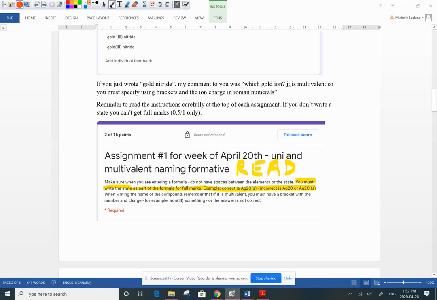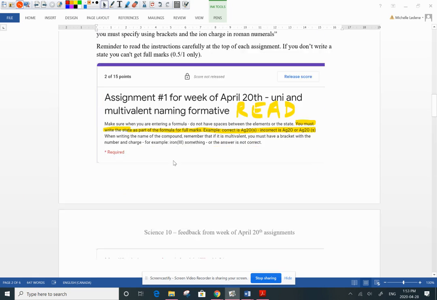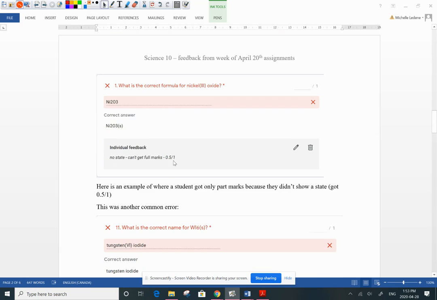Always remember, guys, when you are writing the formulas out, the instructions are written at the top of every assignment. It says you must write the state. If you didn't get that, you only got 0.5 out of 1. So every time you wrote a formula, if you didn't write your state, you were getting docked marks. Okay, so here's an example of a student. No state, no marks, right? Well, you get some marks, but not full marks.